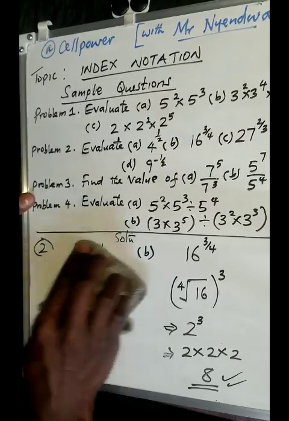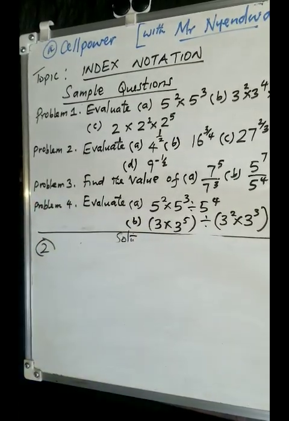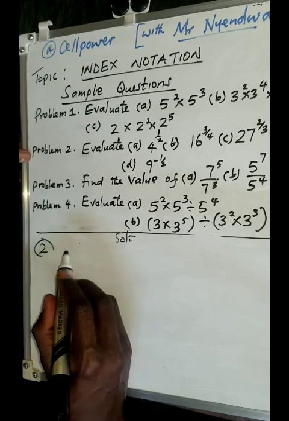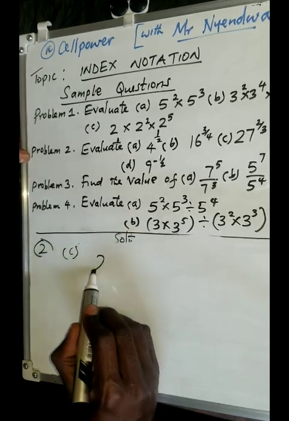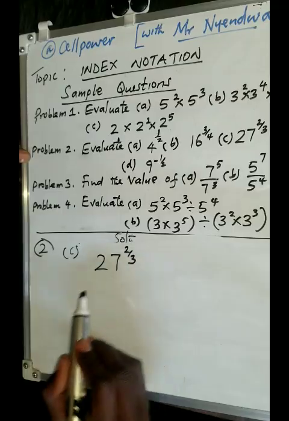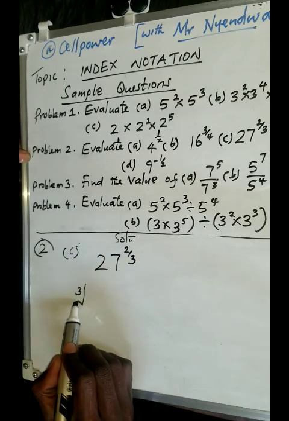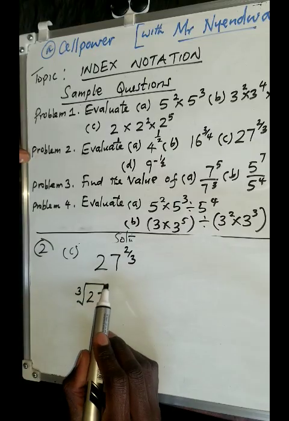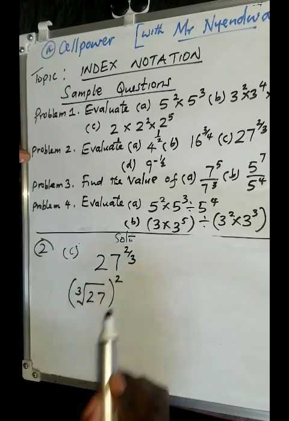Let's look at the next part, question number 2C, sorry. Question number 2C says 27 raised to 2 over 3. Remember, the 3 will become the root. So because it's a 3, it's a cube root. That's what we call it. So it's the cube root of 27. Whatever you get there, you raise it to the power 2.